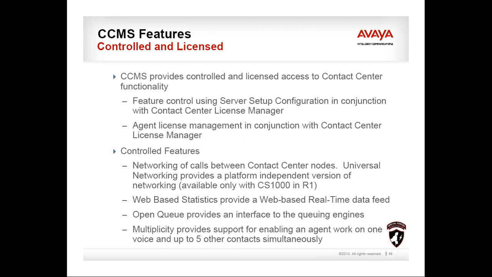All right, we talked a little bit about a flattened and consolidated licensing model. CCMS has the controlled and licensed access to the contact center functionality. So depending on what features and functions you have licensed within your contact center, obviously the license management is happening here through CCMS, which makes it nice. Centralized licensing allows you to flatten and consolidate your environment and control licensing and feature sets from a centralized location.